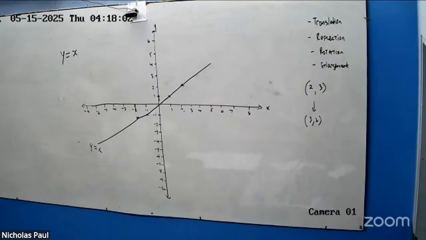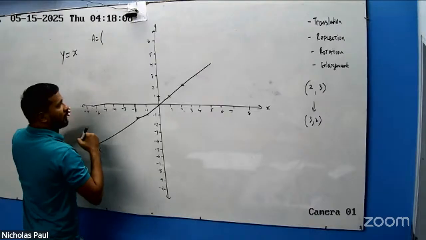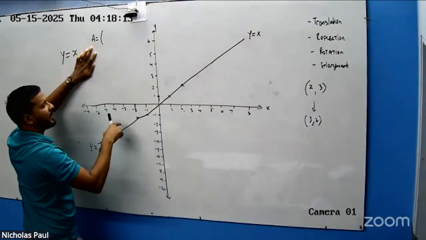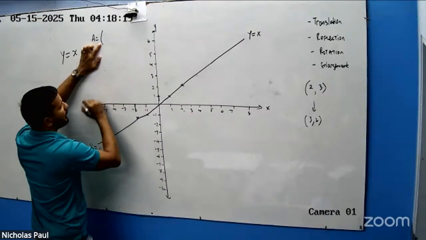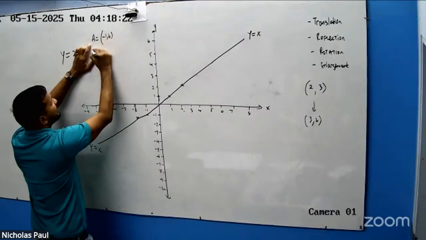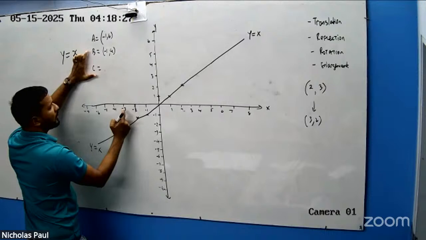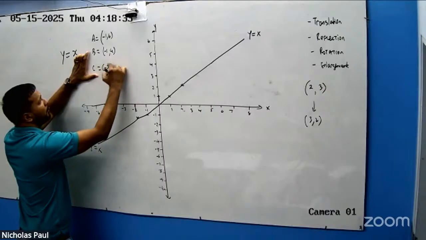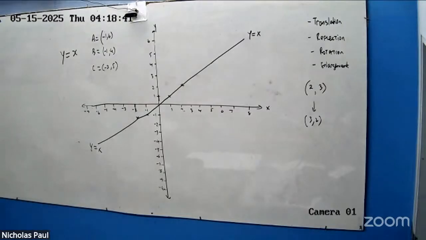I'm going to give you a triangle. I want you to plot it and then reflect it. So let us see what we could get here. Let's say A is minus 1, 6. B is minus 1, 4. And C is minus 3, 5. Plot that triangle for me, and I want you to do the whole reflection. Do your thing for me.